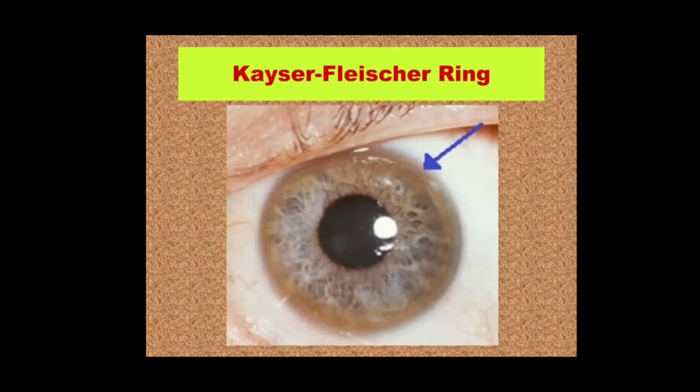This is the Kaiser-Fleischer ring. Just look at the arrow. At the rim of the cornea of the eye, you can see a slightly brownish colored ring. That's very important and diagnostic for Wilson's disease.